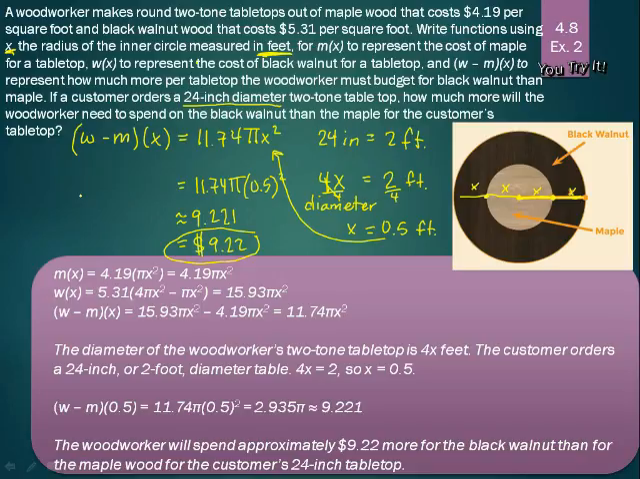The diameter of the woodworker's two-tone tabletop is 4x feet. The customer orders a 24-inch or 2-foot diameter table. 4x equals 2, so x equals 1/2. W minus m of 1/2 equals 11 7400ths times pi times a half squared equals 2.935 pi, which equals 9.221. The woodworker will spend approximately $9.22 more for the black walnut than for the maple wood for the customer's 24-inch tabletop.